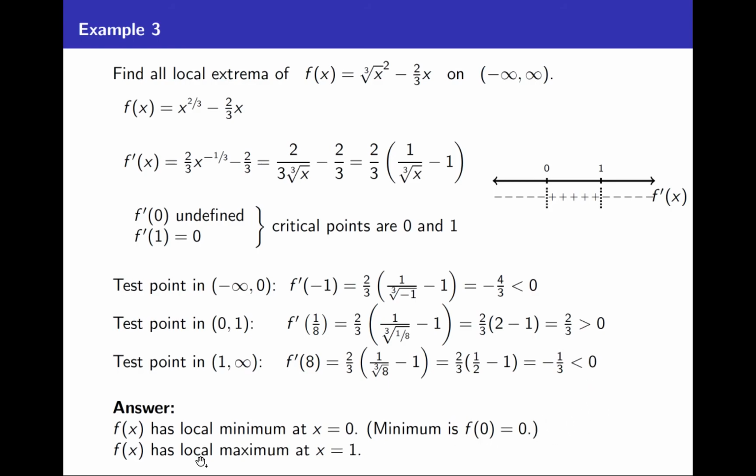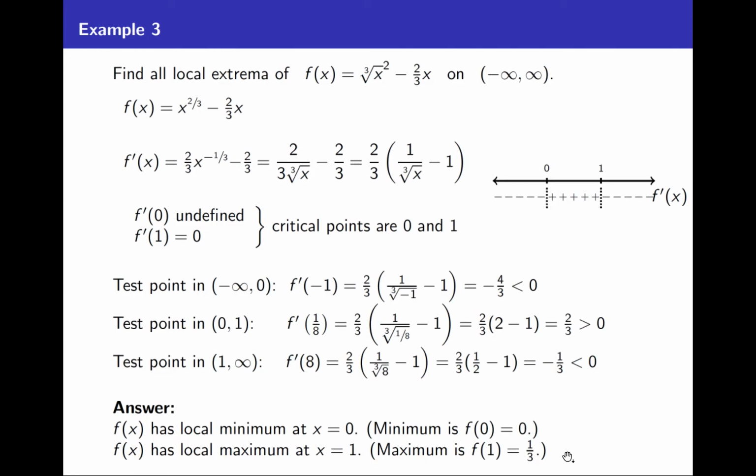And f of x has a local maximum at x equals 1, where we change from positive to negative. And that maximum would be f of 1. If you plug 1 into f up here, f of 1 is 1/3. So that's our local maximum. So we're done.